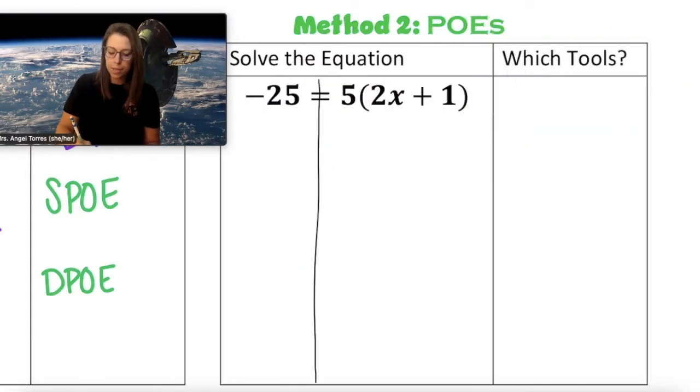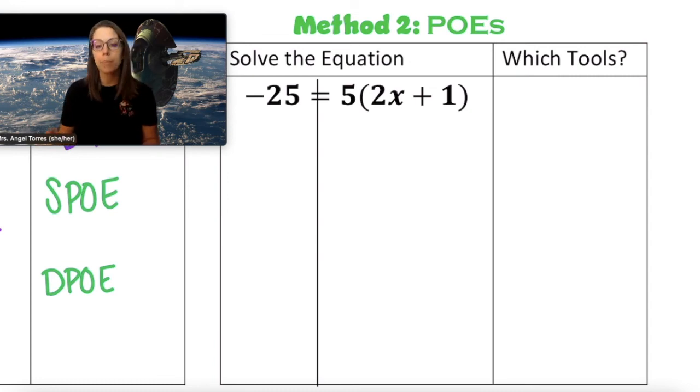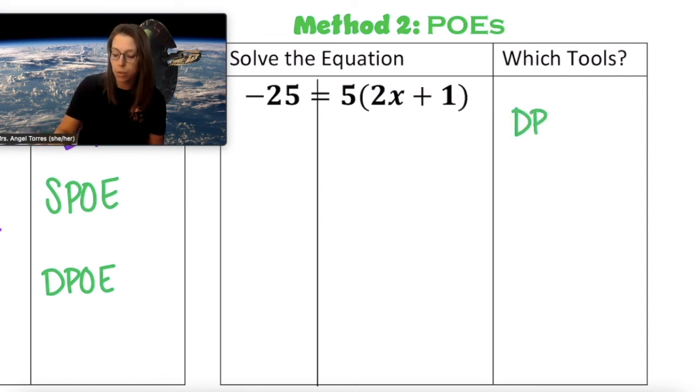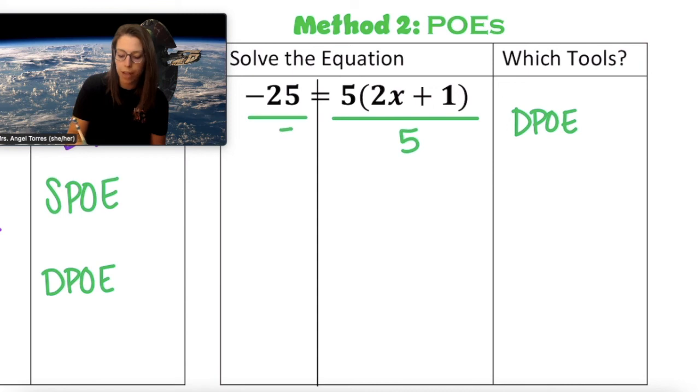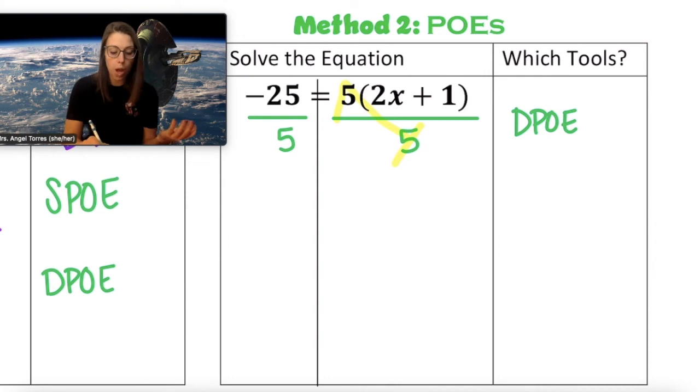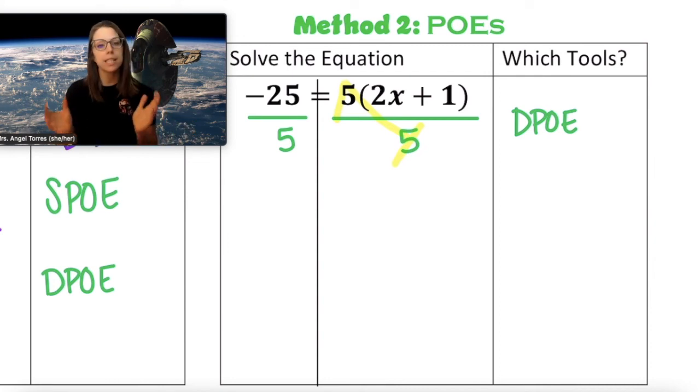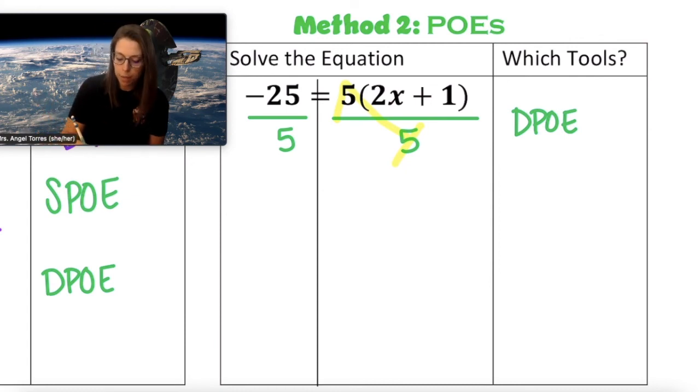Starting with my line down the middle of the equal sign, this time, instead of the distributive property, I'm going to start off with division, or DPO, and divide both sides by 5 to create that big 1 factor. Again, the 5 and the divided by 5 creates 1, and then I'm left with whatever is inside of the group, which in this case is 2x plus 1. So going all the way through, negative 25 divided by 5 is negative 5, and 2x plus 1 is on the other side.